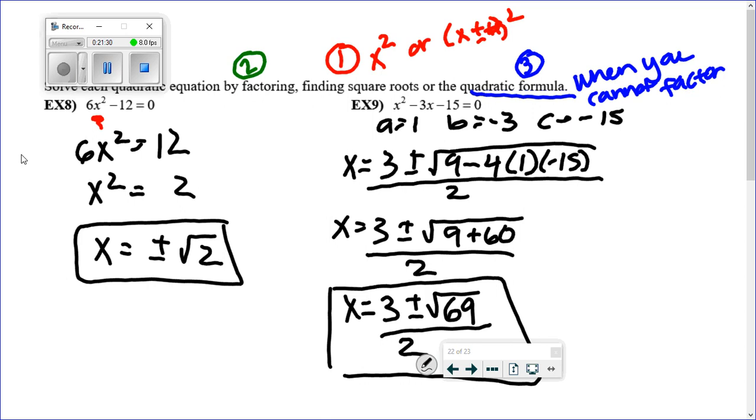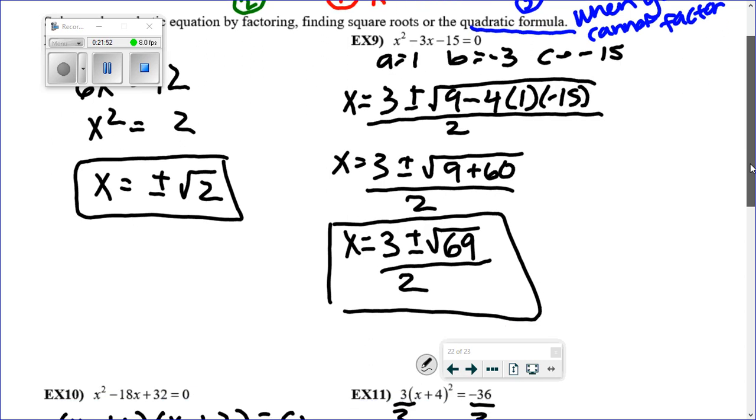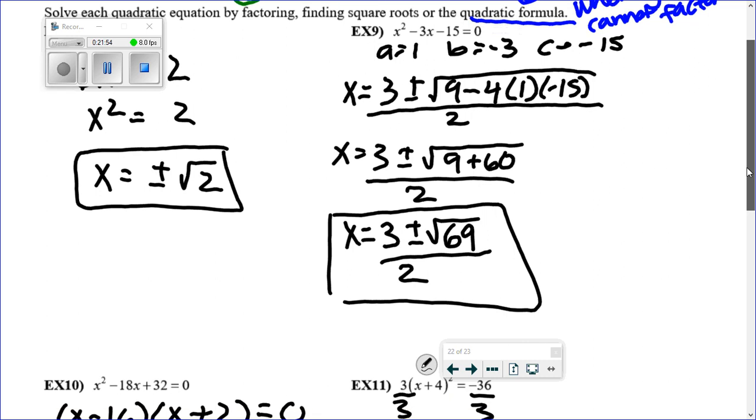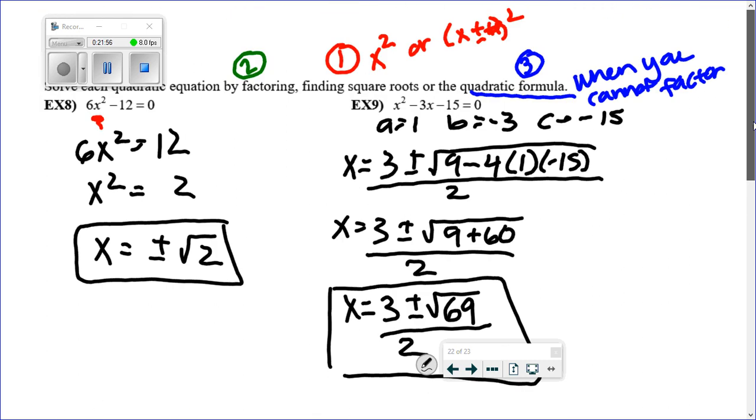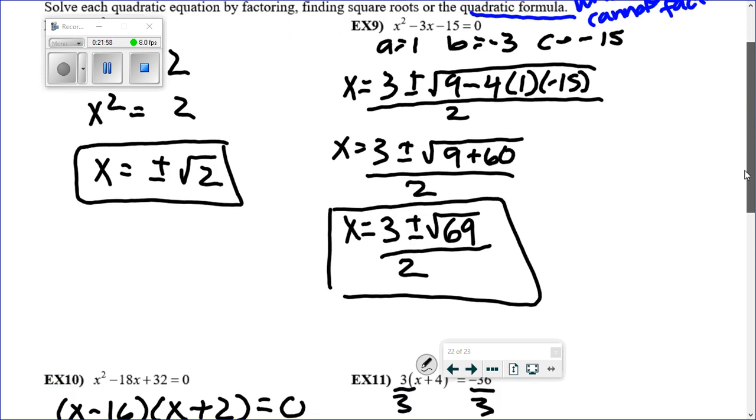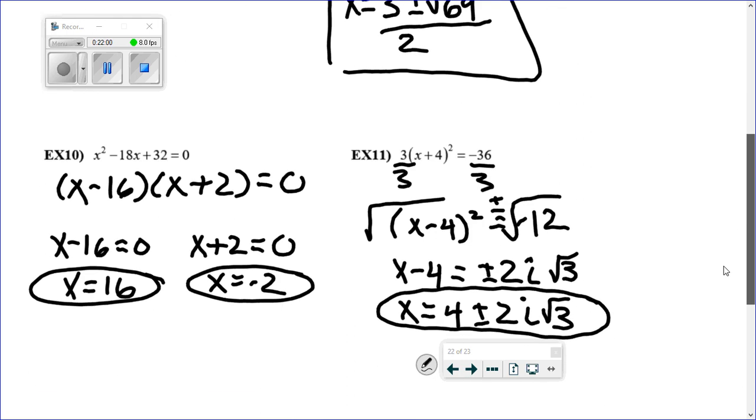Alright, so checking back in, so question 8 we already talked about. The easiest way to solve for that would just be using that square root method, because you only have that x squared term, so you should find x equals plus or minus root 2. Question 9, we said, remember, we cannot factor that one, so what do you have to use? The quadratic formula. Our solution there, 3 plus or minus square root of 69 all over 2. Remember, from there, just leaving it just like that.